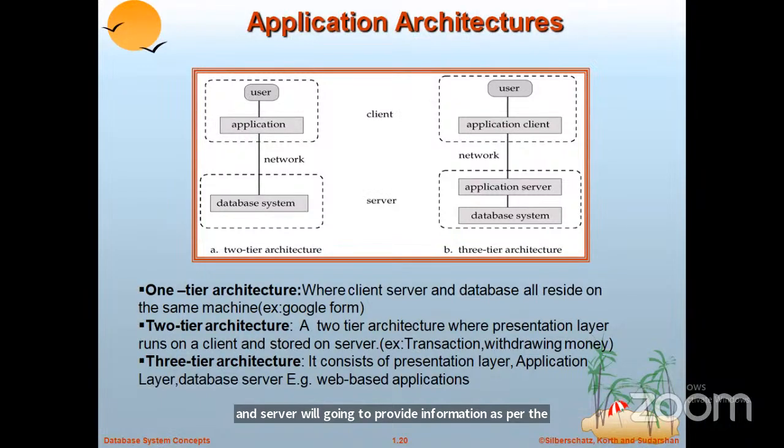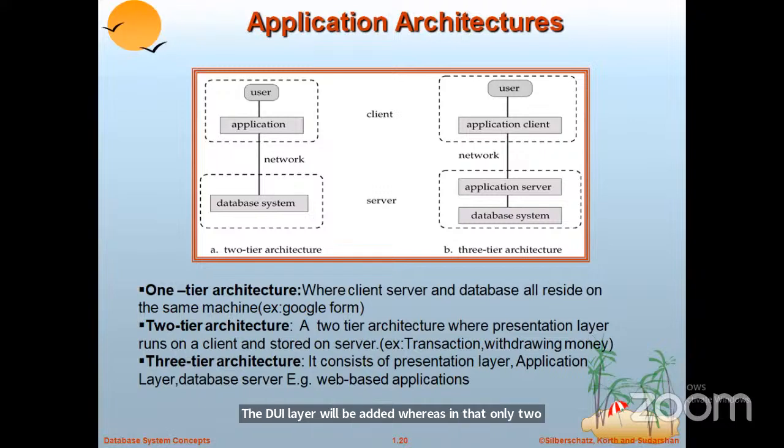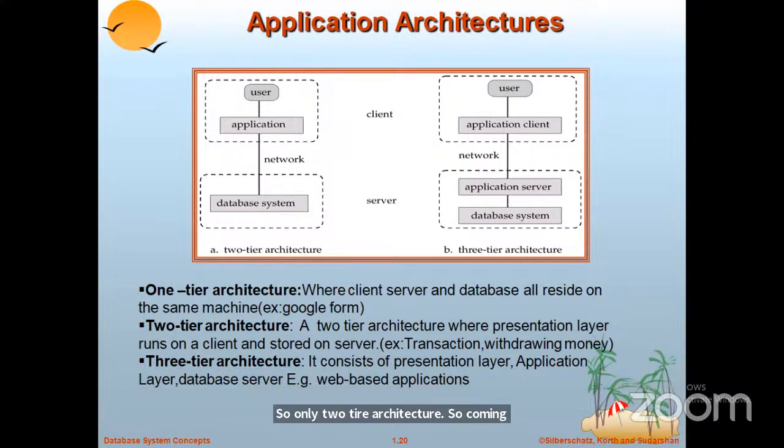So in three-tier architecture, an additional presentation or GUI layer is added, whereas in two-tier architecture only two things are there: the application layer and the presentation layer. Here the GUI, the graphical user interface, is also added, and end users interact with the database management system. The best examples for three-tier architecture are web-based applications, login and sign-up pages.